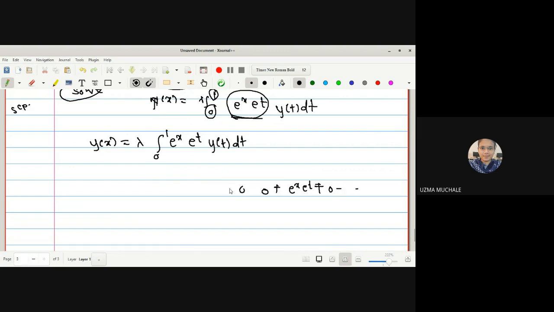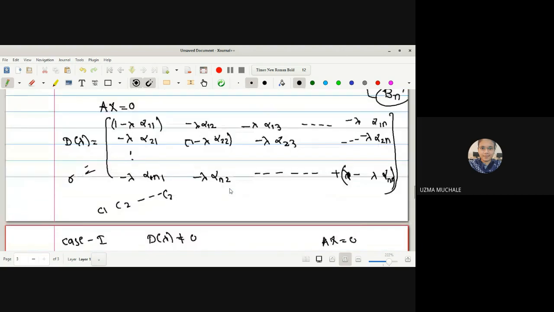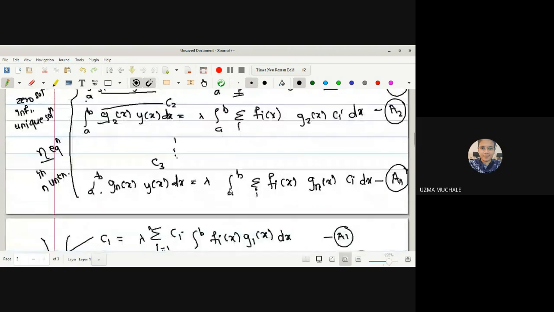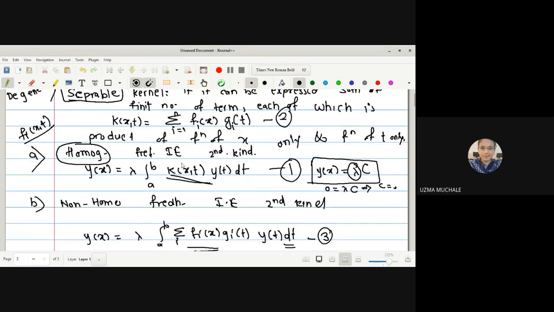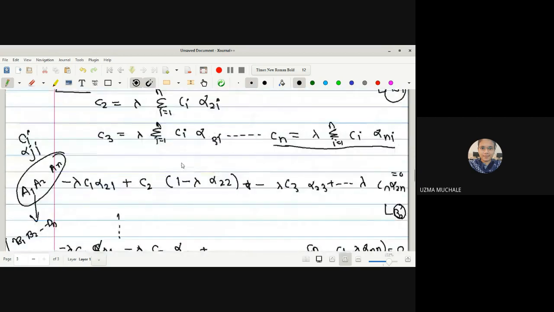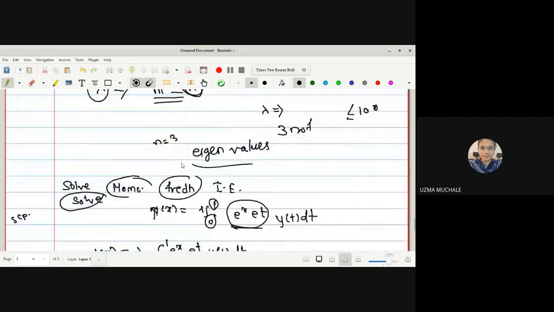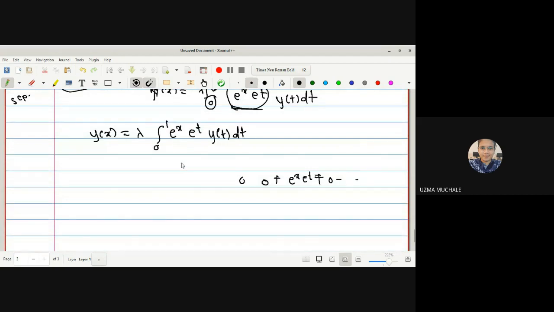It is only one term, na? Sum of a finite number of terms does not mean that you need only two terms. Right? Here I runs from 1 to n, na? So if i is equal to 1, what will be the resultant? f1 of x into g1 of t, na? Only one term is sufficient. Yes, ma'am. If it is okay, simply one term we have, where the first term is in terms of x and the second is in terms of t.